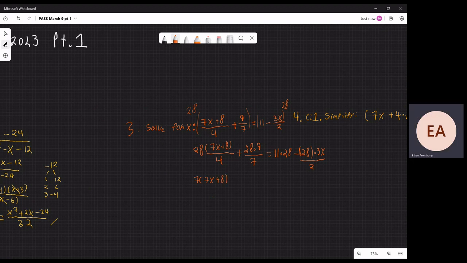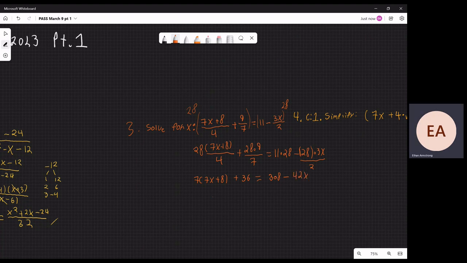Divided by 7 times 9 would be 36. Equals 11 times 28. Gotta pull up the calculator for that one. Equals 308 minus 28. Let's do this all in one step. So negative 28 times 3 divided by 2 is negative 42x.